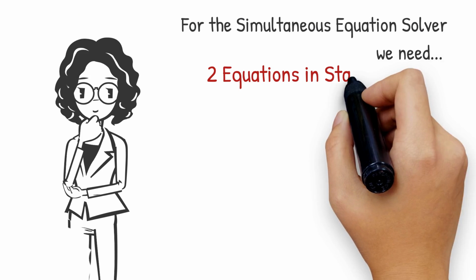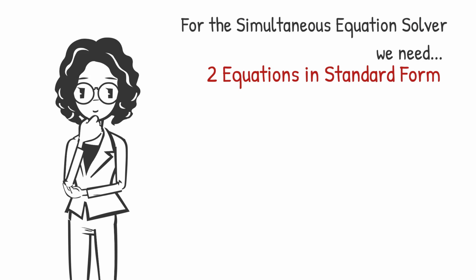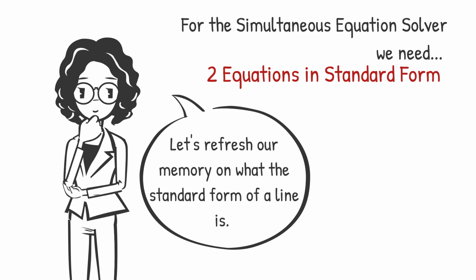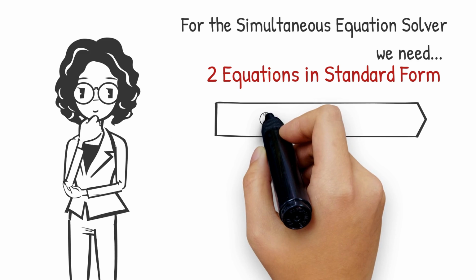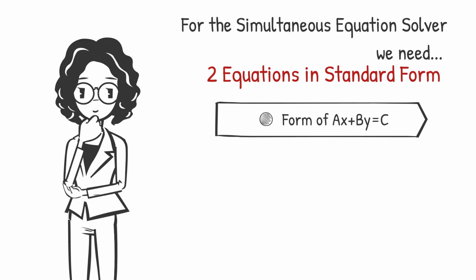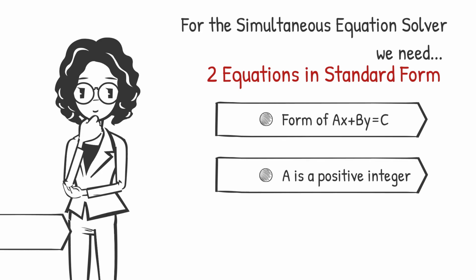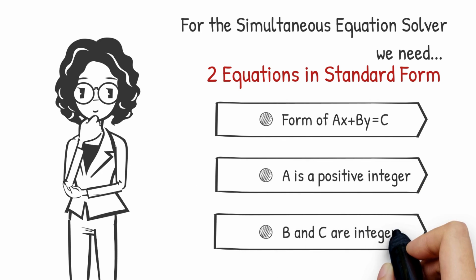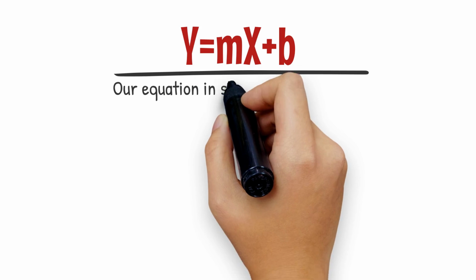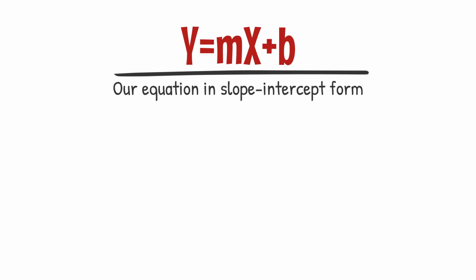So, to figure out a simultaneous equation on our calculators, we will need two equations in standard form. Just to refresh our memory on what the standard form of a line is, a line in standard form would be in the form known as ax plus by equals c, where a is a positive integer and b and c are integers. If our equation is in slope-intercept form, we can convert it.